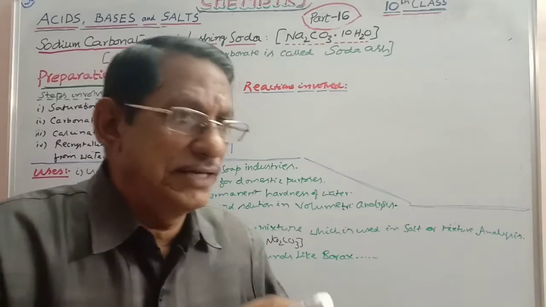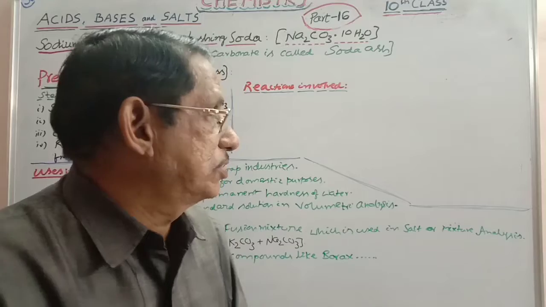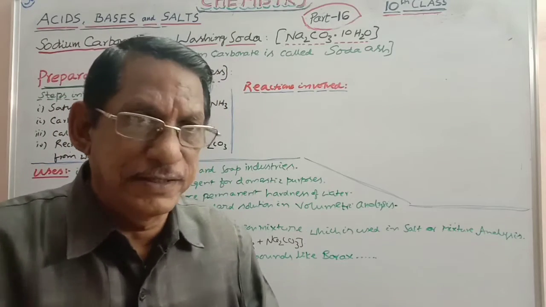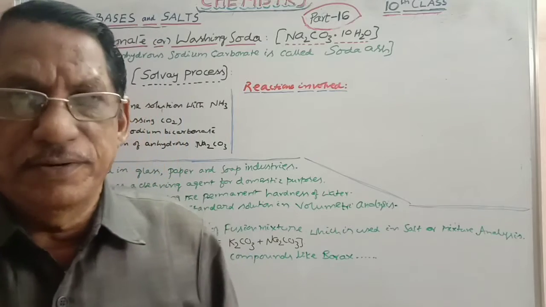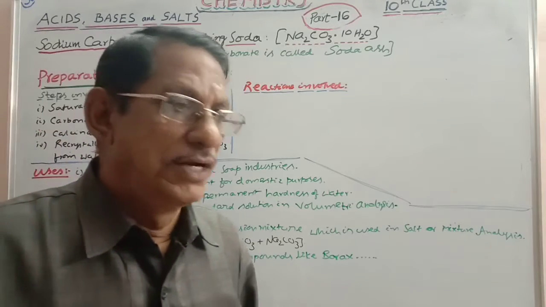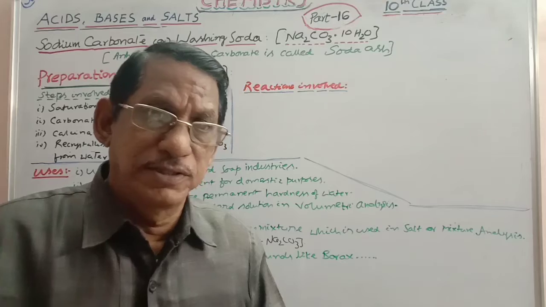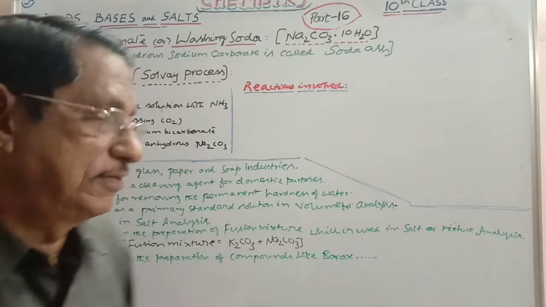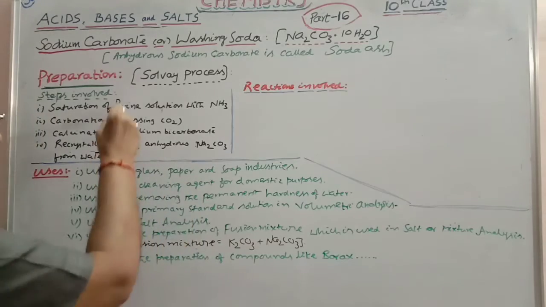Thereby you will get white crystals of Na2CO3·10H2O. The hydrated salt of sodium carbonate will be separated there. Water will be completely evaporated. That is what we call recrystallization. In this way, sodium carbonate decahydrate can be prepared by using Solvay's method. These are the 4 steps involved in Solvay's method.